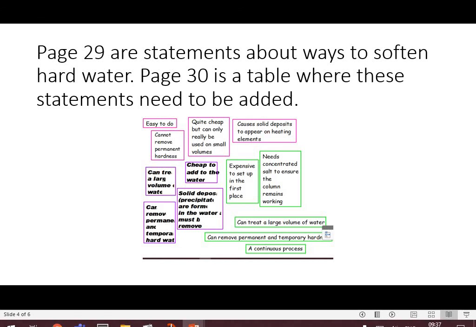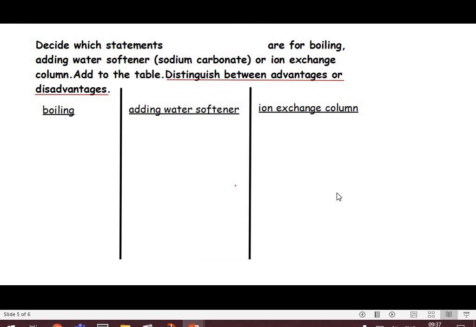And on your next page you've got a table where the statements need to be added. Now you can write them in, or you can number them on the previous page and put the numbers in here.